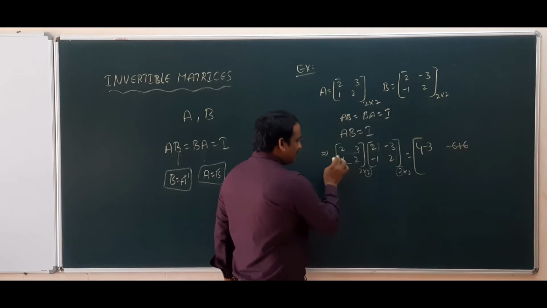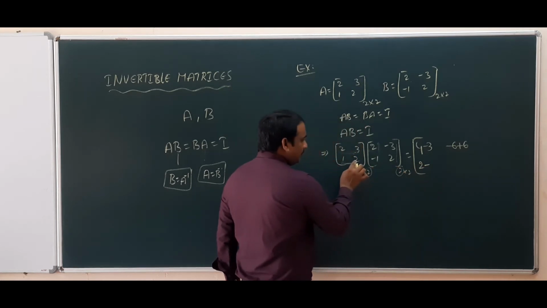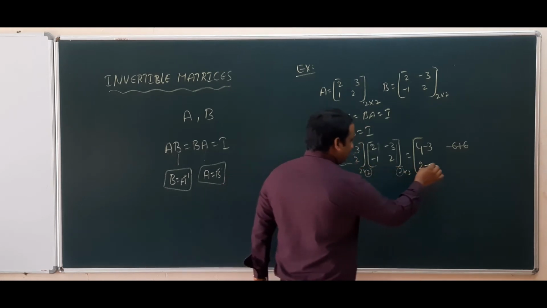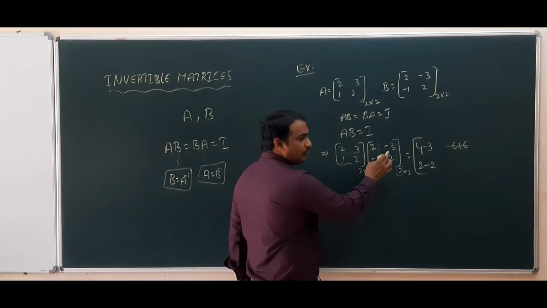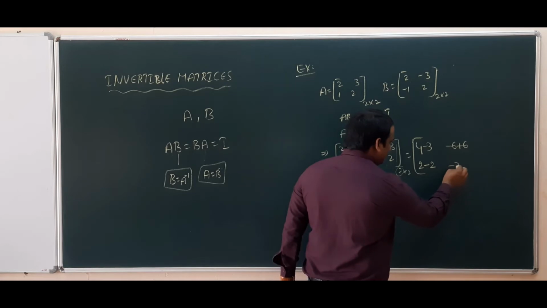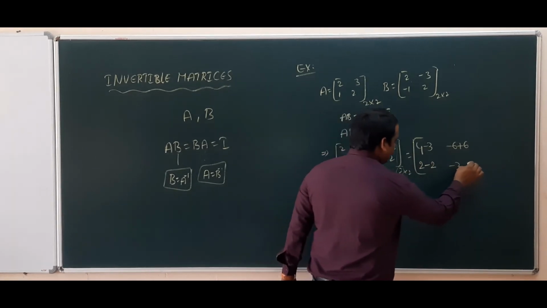Next, second row, first column. 1 into 2, 2, minus, here plus 2 into minus 1, minus 2. Next, second row, second element. 1 into minus 3, minus 3, here plus 2 into 2, plus 4.